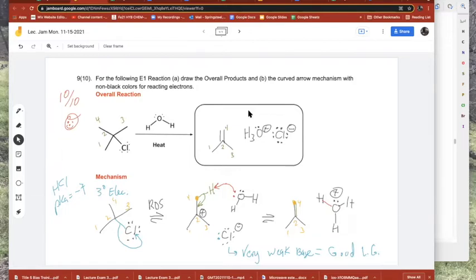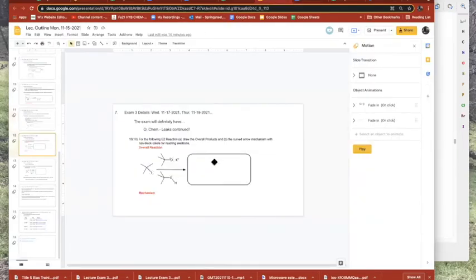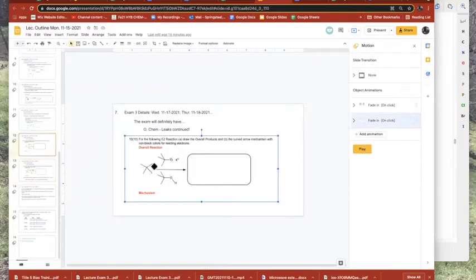I'll come back to the E1 and tell you a little more about it. But for now, that's for this exam coming up. You don't need to tell me about the details of it. You just need this mechanism. Now let's go to the next one. Before I do E2, I'll do E2. Yeah, that's a good transition.